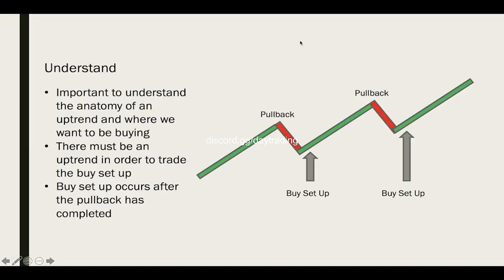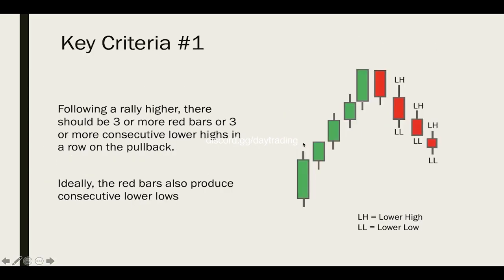Okay. Also, guys, for the buy setup, this is kind of a big, this is a requirement. You need to have an established uptrend in order to trade the buy setup. You need an established uptrend, especially if you're a beginner. Make sure there is a present uptrend before you consider playing the buy setup. And the buy setup, of course, occurs after the pullback has completed right here.